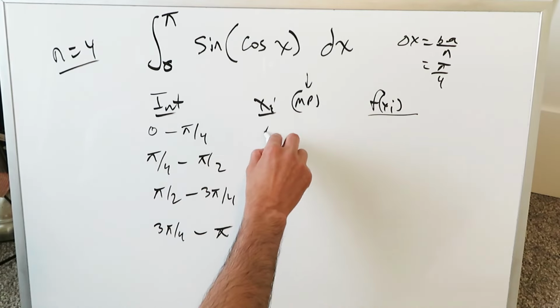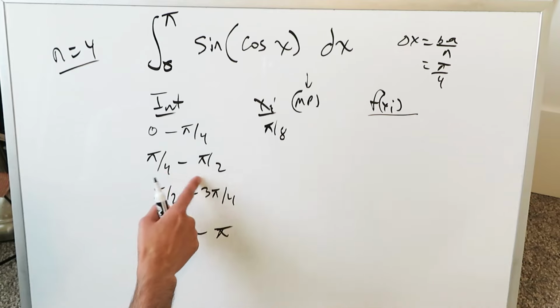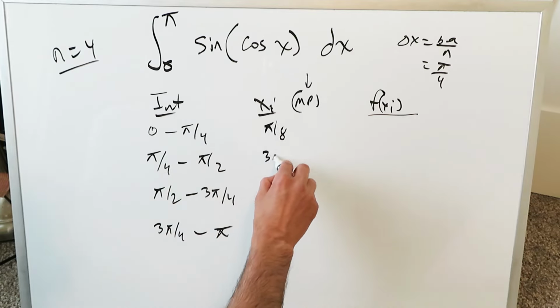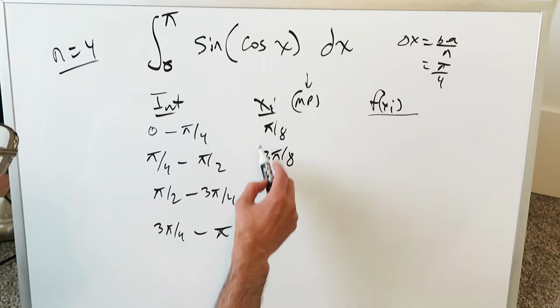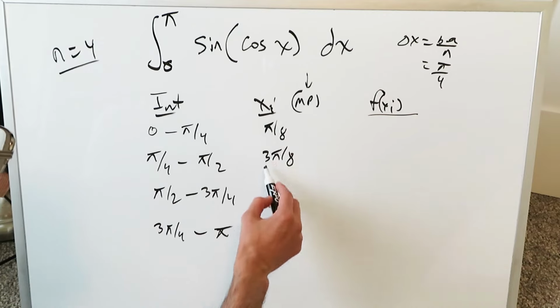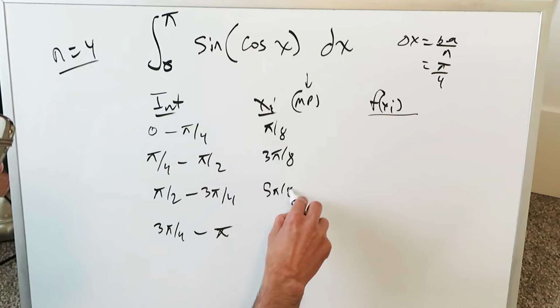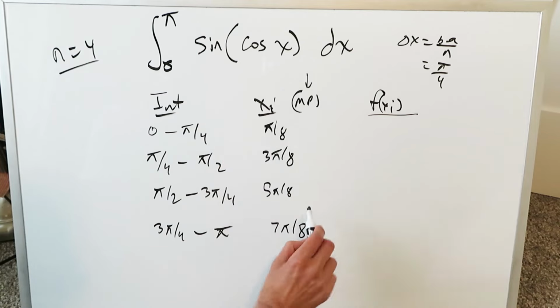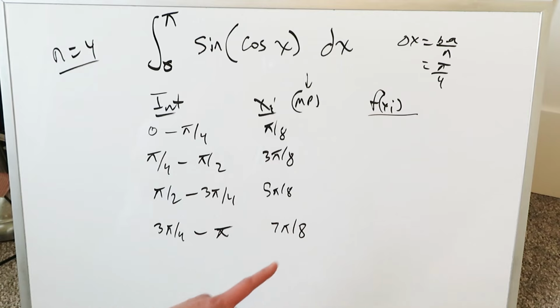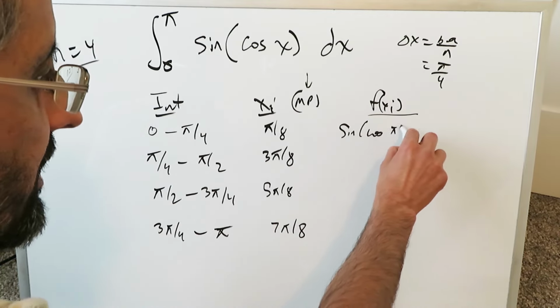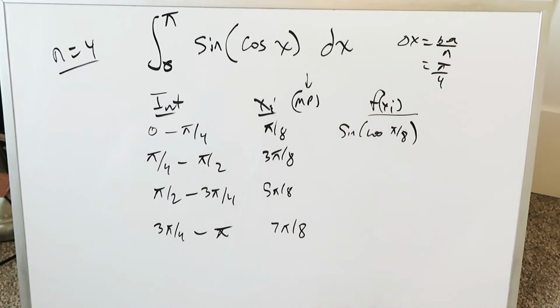Between 0 and pi over 4, you know that'll be pi over 8. Pi over 4 and pi over 2, add them up, divide by 2, you should get 3 pi over 8, and then you're seeing a pattern. You're going by 2's in terms of these coefficients, so this must be 5 pi over 8, and this here must be 7 pi over 8. When you're putting everything into your function, you're doing sine of cosine of pi over 8. But I'm not going to write all of that out.